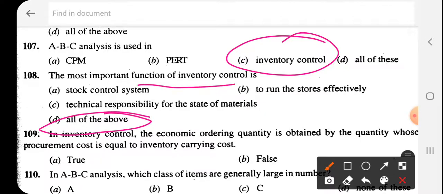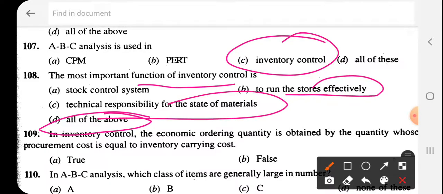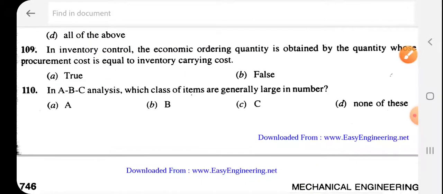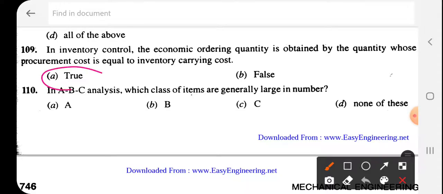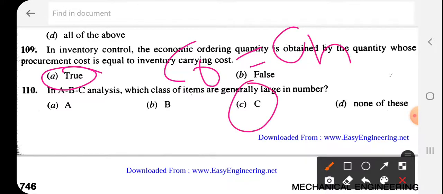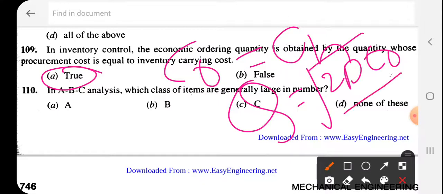Inventory control is the most important stock control system to run the store efficiently, and the technique responsible for the state of material. So these are all correct, and D is the correct answer. In inventory control, the economic ordering quantity is obtained by the quantity whose procurement cost is equal to the inventory carrying cost. That is the correct statement. So ordering cost is equal to holding cost. That we call Q. Q is equal to the square root of 2D C0 by CH. This is an important formula.